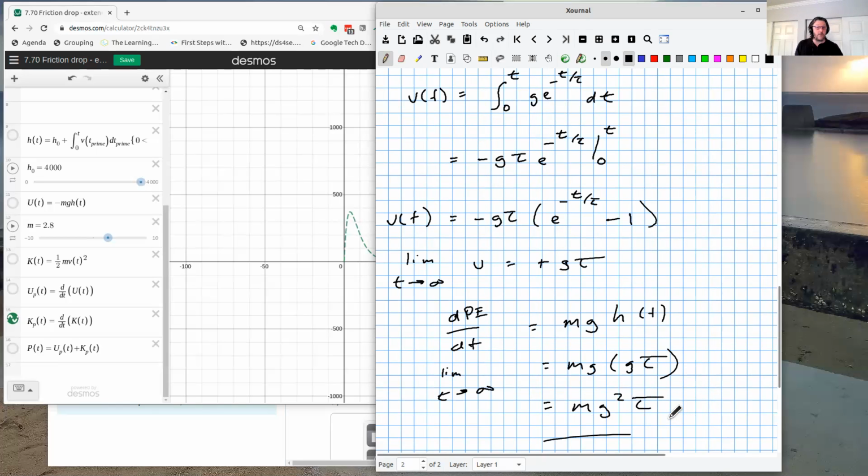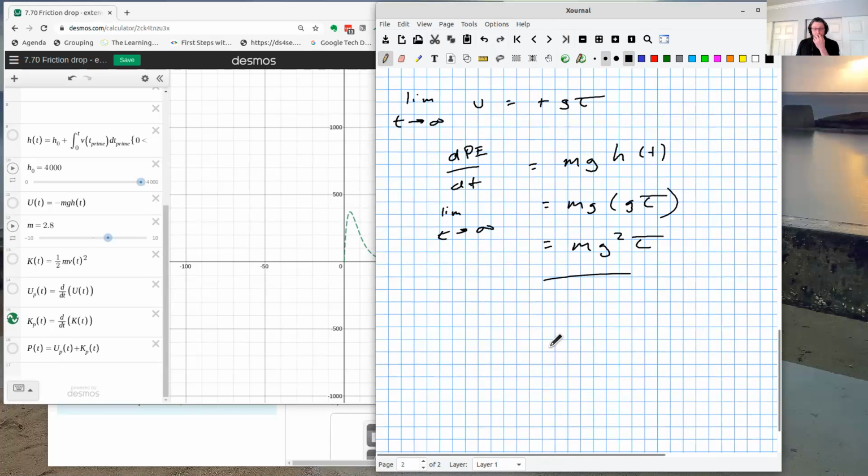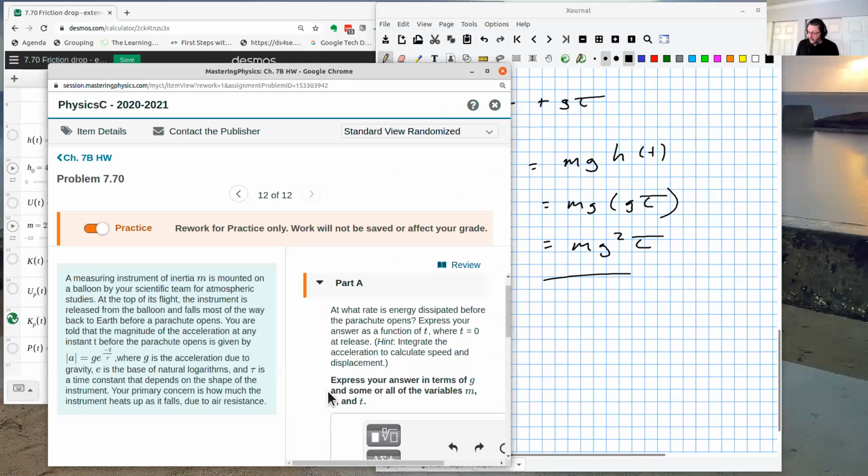So you can plug in the numbers for the mass and g and the tau, and you'll get a particular value in joules per second for how much energy is being lost, because in the limit, the potential energy is the only thing that's changing. And therefore, all of that energy is getting converted into heat. But then there was another part of the first part of the problem that asked for the explicit form of the function. At what rate is energy being dissipated before the parachute opens, not in the limit.